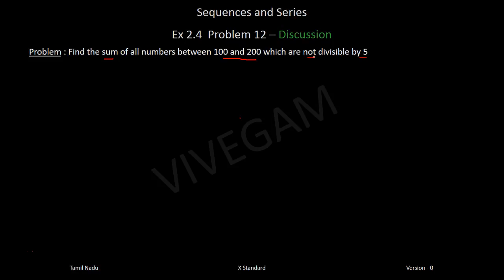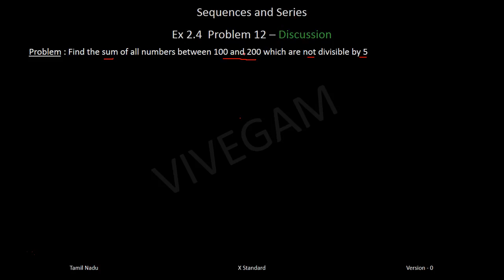I'll give you a hint. The series is actually 101 to 199. That is the limit. So find all the numbers between 101 and 199. That is an arithmetic progression with A as 101 and the last number L as 199. And the common difference is 1 because 101, 102, 103 to 199. So it is the sum of all the numbers between 100 and 200.